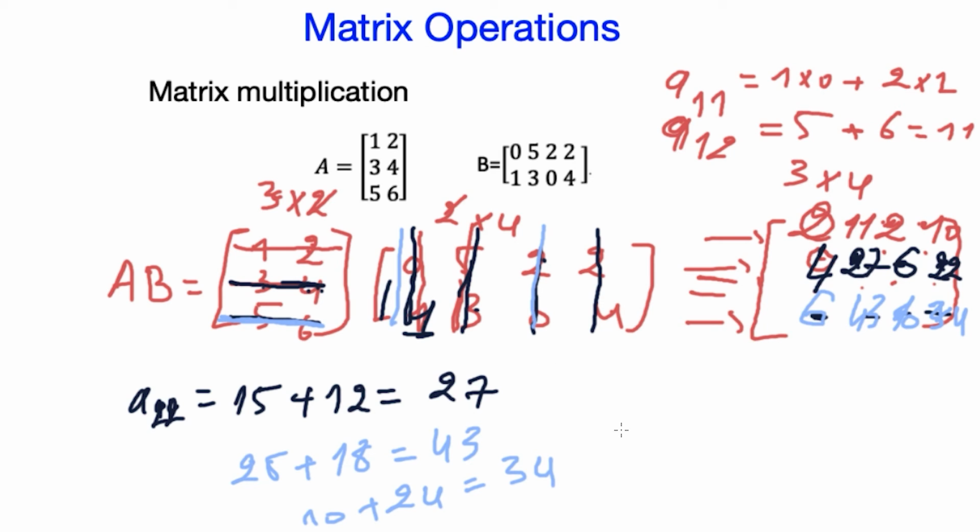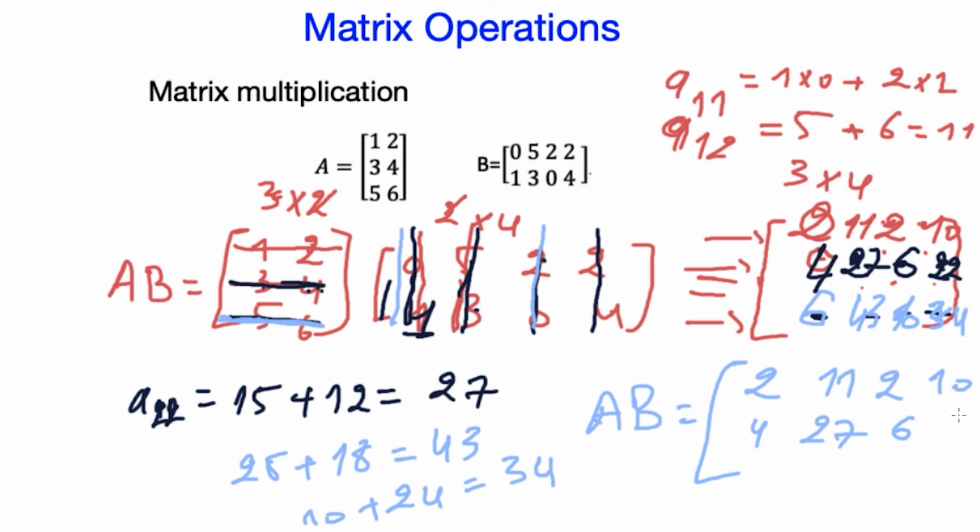So the matrix AB is equal to 2, 11, 2, 10, 4, 27, 6, 22, 6, 43, 10, 34. This is the result matrix, which is a 3 by 4 matrix.